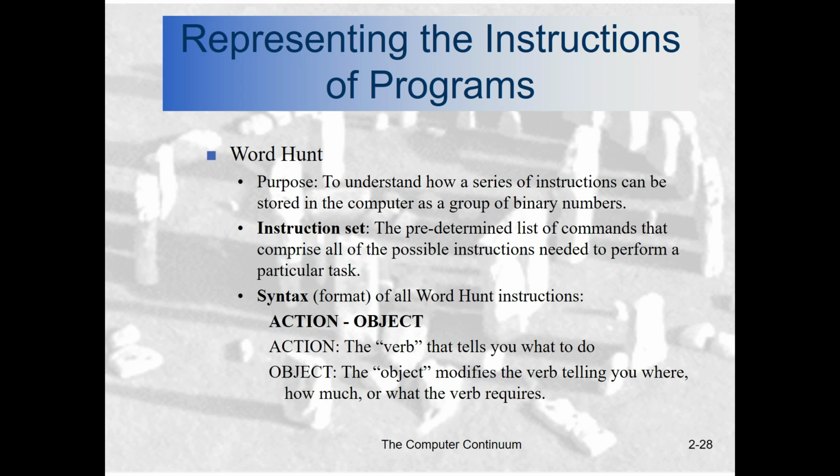You would understand this line: the instruction set is the predetermined list of commands that comprise all of the possible instructions needed to perform a particular task. For example, here in the format, we have action and object. Action is the verb that tells what you do. In simple English, the verb tells you what to do. Object modifies the verb, telling where, how much, and what the verb requires.